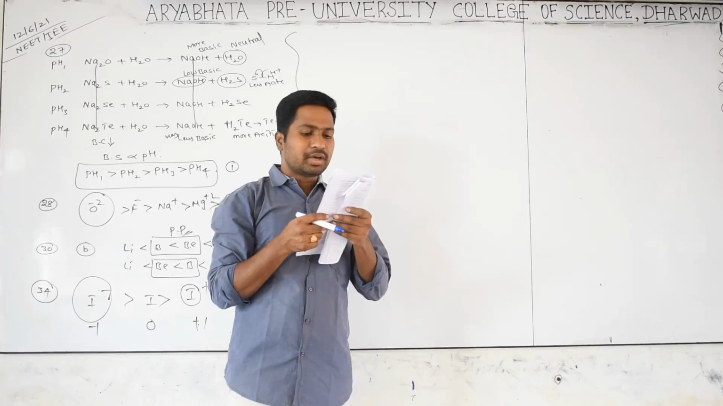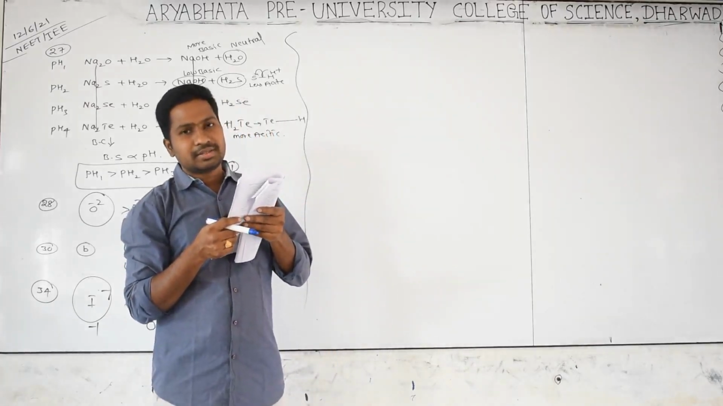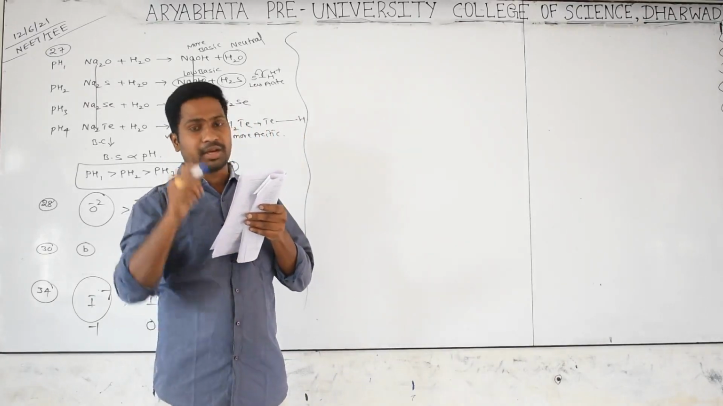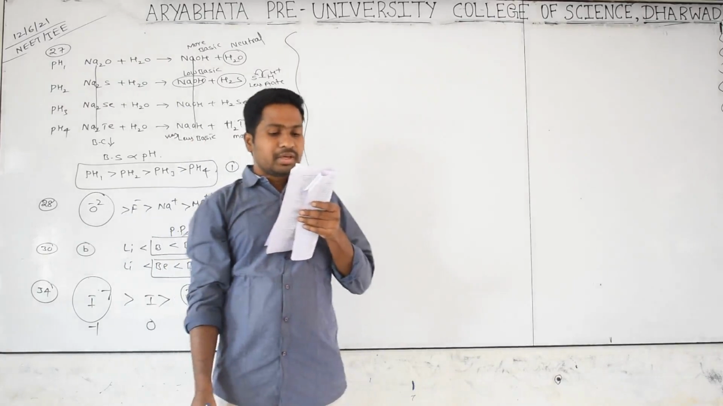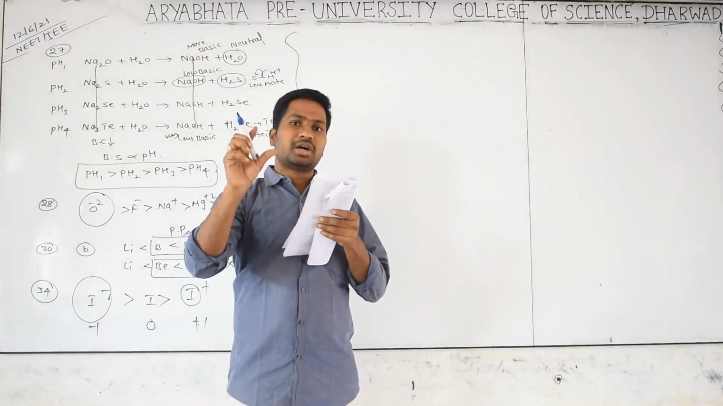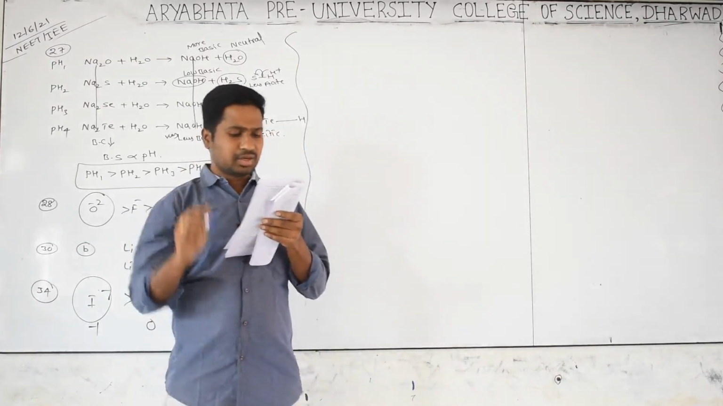Which of the following ion is the largest in size? Largest in size means smallest charge. What is the smallest charge? S minus 2. Which of the following has the smaller size? Smaller in size means bigger in charge. Which one is having bigger charge? Al plus 3. Yes, you can do it.